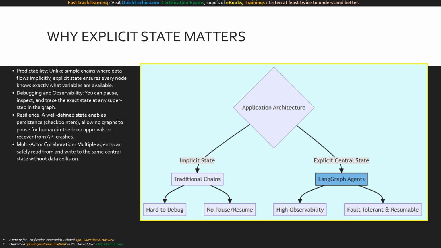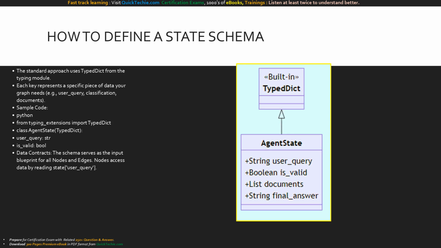This diagram contrasts implicit versus explicit state. On the left, traditional chains use implicit data passing, making complex loops hard to debug and impossible to cleanly pause. On the right, LangGraph agents utilize an explicit central state. This architectural choice cascades down into massive benefits: high observability, fault tolerance, and resumable workflows that are essential for enterprise production. Let's get into the code.